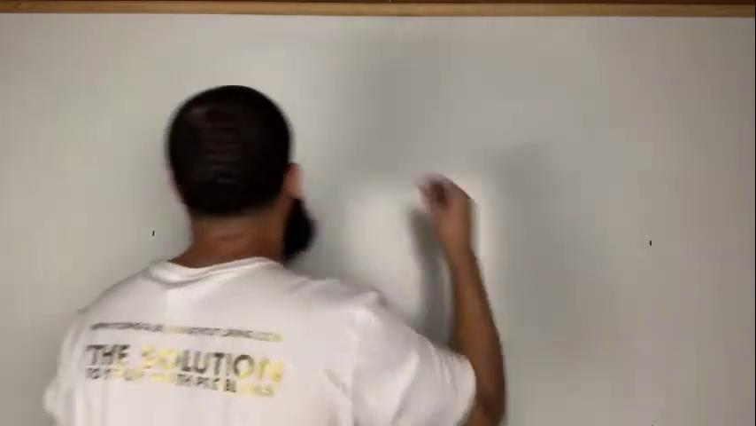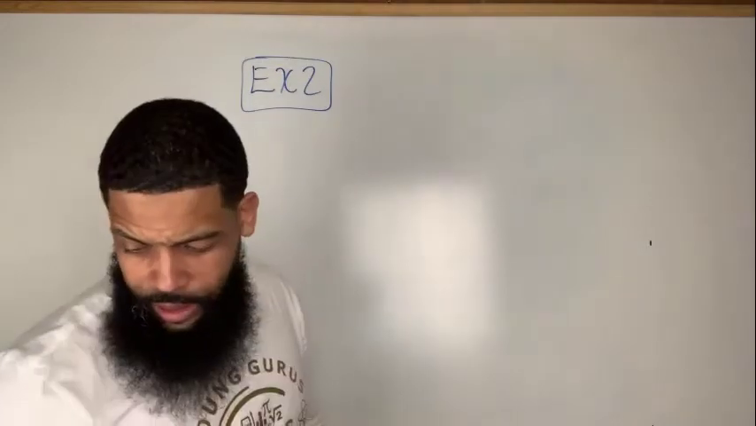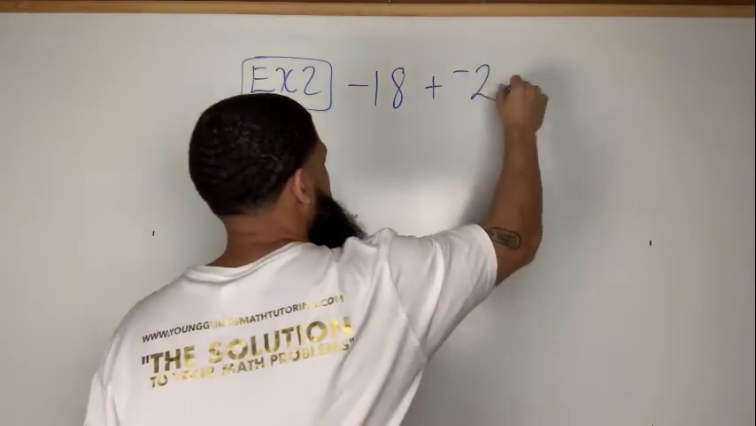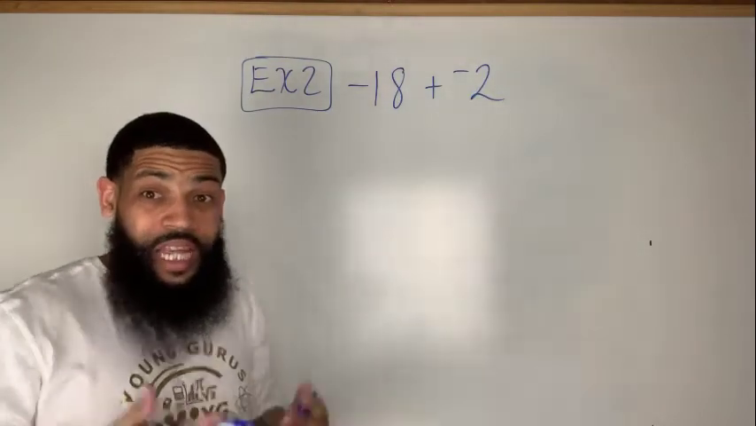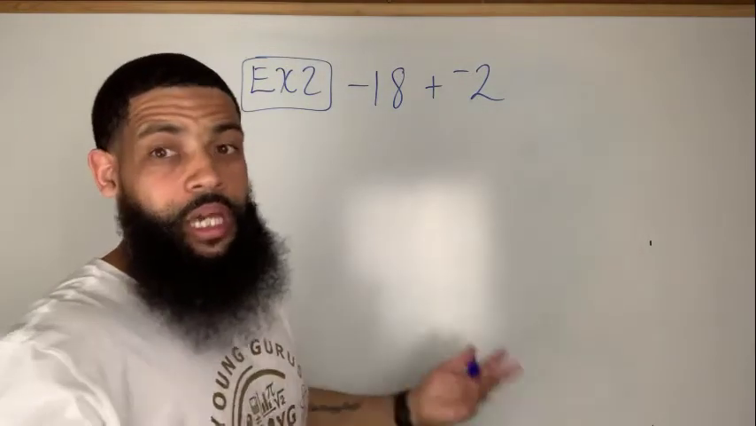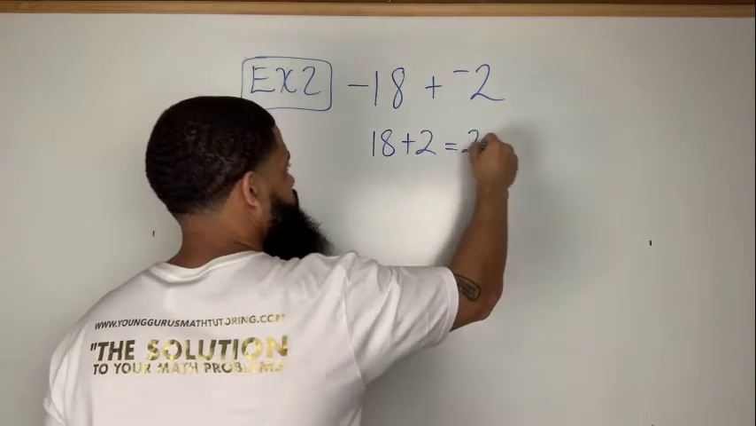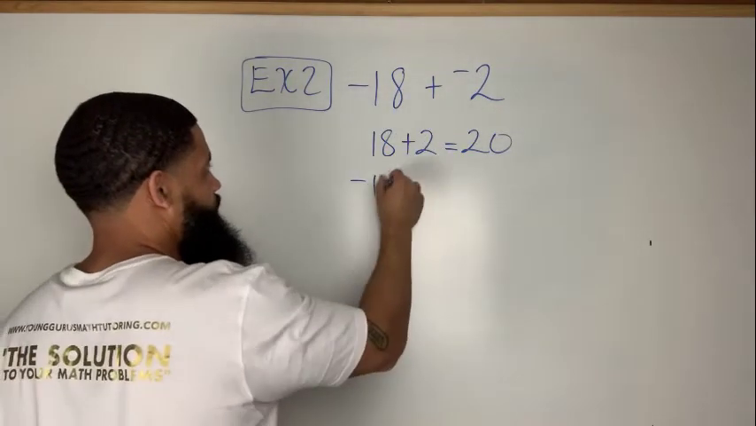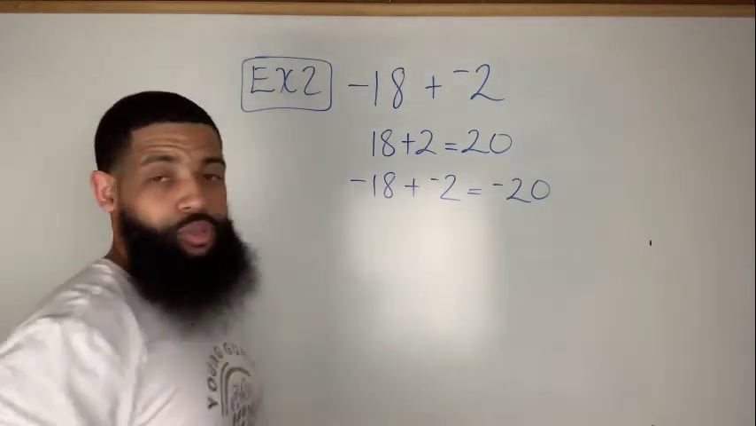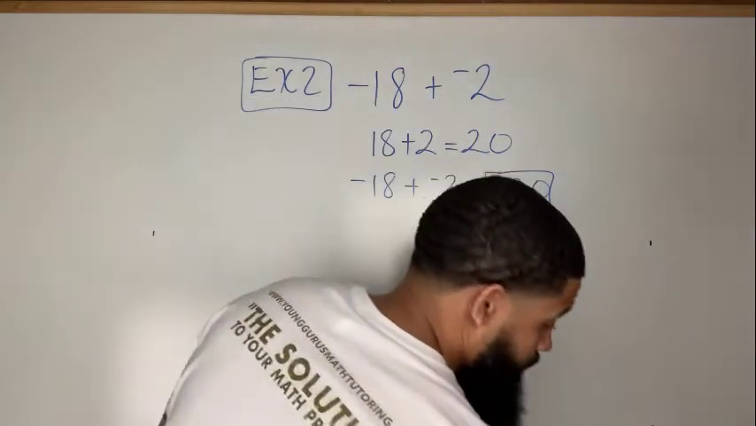I should have made this video a long time ago. Example 2. All right, let's say I have negative 18 plus negative 2. Now, they both have the same sign. They're both negative. All right, so all I have to do is take 18 plus 2, which gives me 20, and my answer is negative. So 18 plus 2 equals 20, but negative 18 plus negative 2 equals negative 20 because both of these numbers are negative. All right, that's the second example.